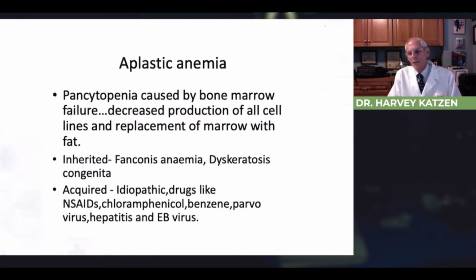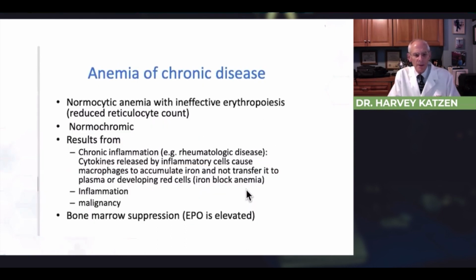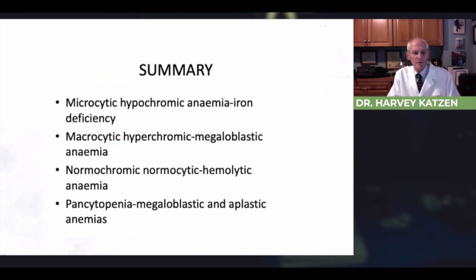Aplastic anemia is an anemia that involves all three cell lines, or pancytopenia. The red blood cells, the white blood cells, and the platelets are decreased. Aplastic anemia can be very severe and almost always requires a bone marrow exam to determine. There can be some inherited related ones, particularly Fanconi's anemia. Sorry, went the wrong way.